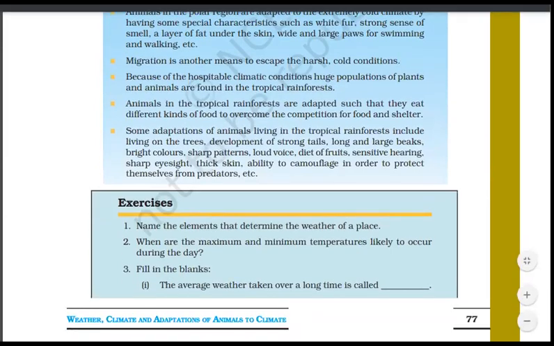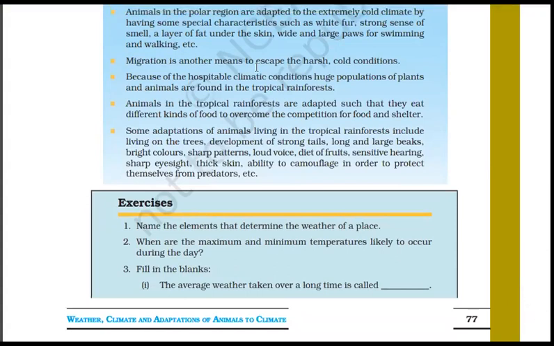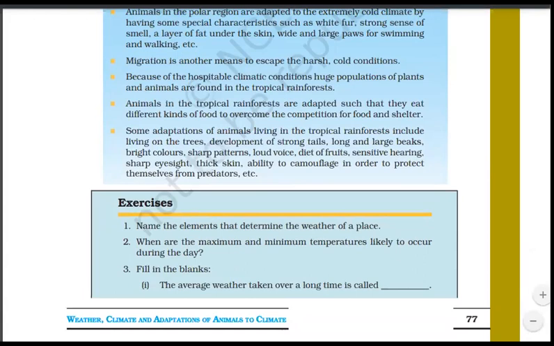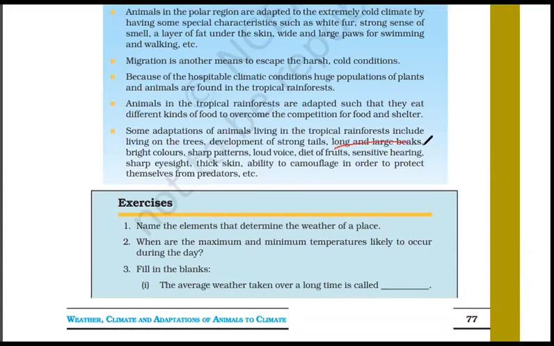And what are some adaptations? They have strong nails, strong hands and legs, and long and large beaks for birds. They have sharp patterns and a loud voice. They generally eat fruits found in the trees of the forest. Then they have sensitive hearing, sharp eyesight, thick skin. They can camouflage, depending on the region.